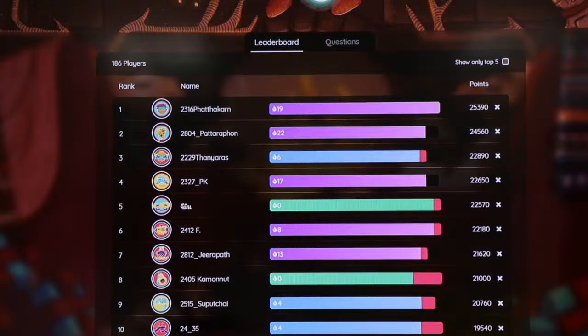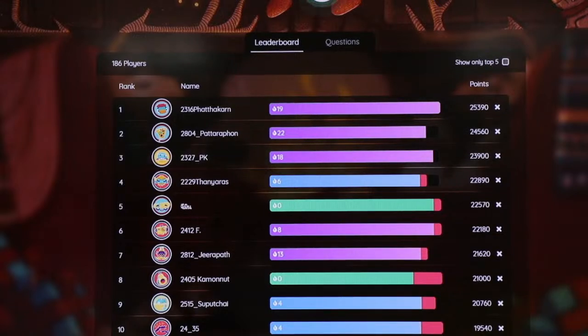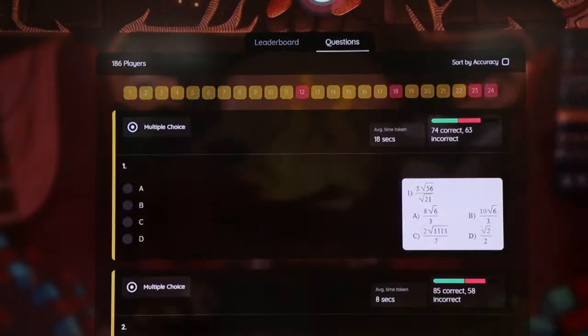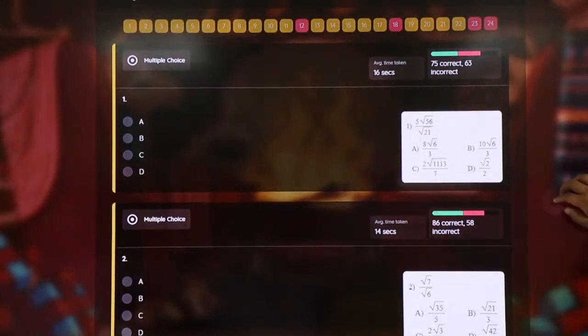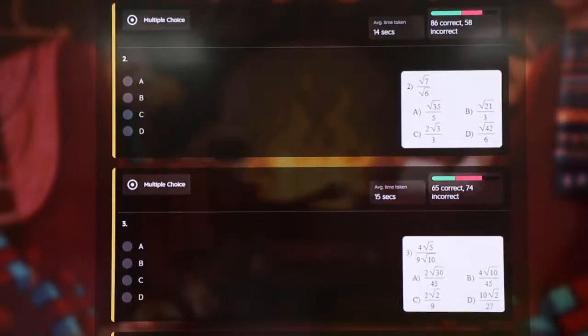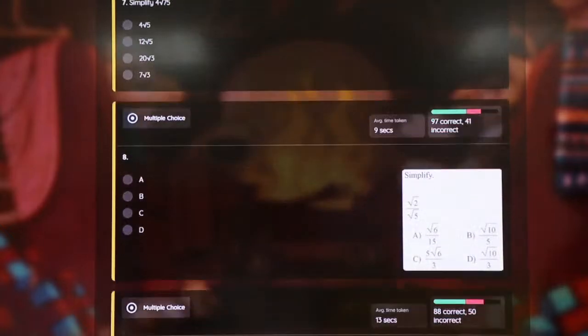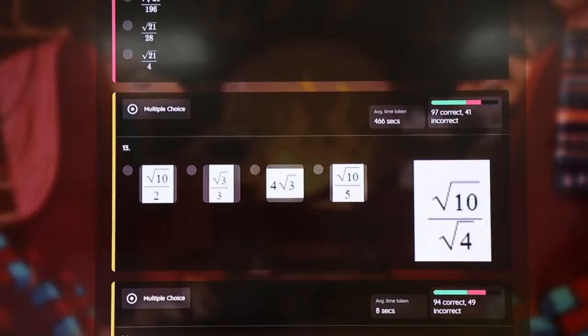Oh my goodness. Okay, 3 more minutes left. So these are the questions here. In question number 1, 75 correct answers. These are only binomial questions. This is not quite hard.